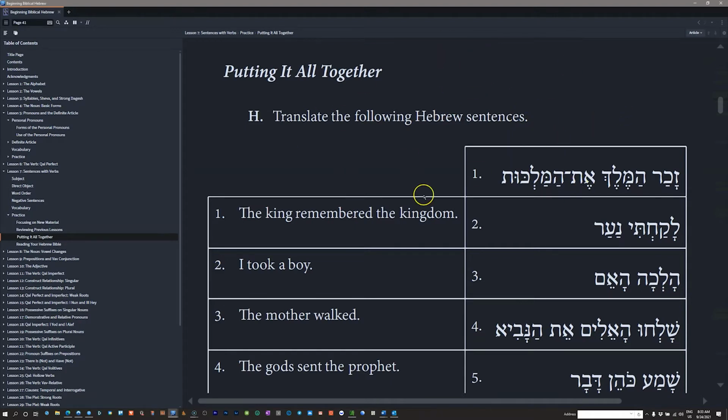Give me the subject first. Okay, let's go find our subject, Hamelech. Okay, put the king in. Give me your verb next. What's our verb? Zakar, remembered. Okay, put remembered in. Okay, subject, verb. Then give me your direct object. Here's your direct object. We put that in.